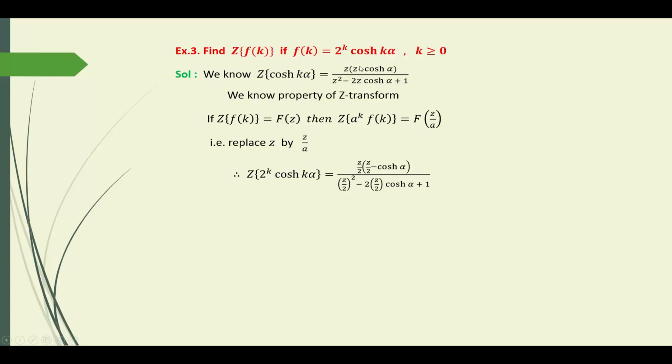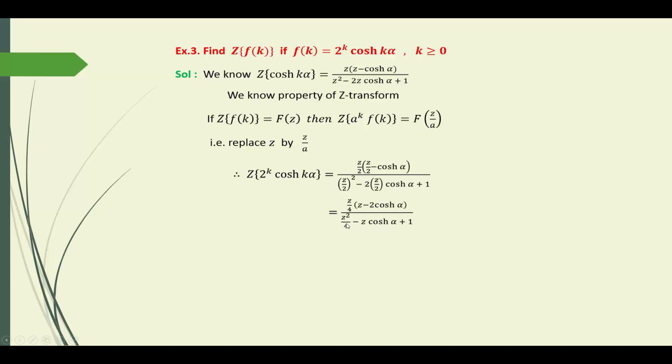So z upon 2 inside the bracket, z upon 2 cos alpha upon z upon 2 bracket square minus 2 into z upon 2 cos alpha plus 1. We get, take 2 outside the bracket, so outside the bracket z upon 4, inside the bracket z minus 2 cos alpha upon z square upon 4 minus z cos alpha plus 1.